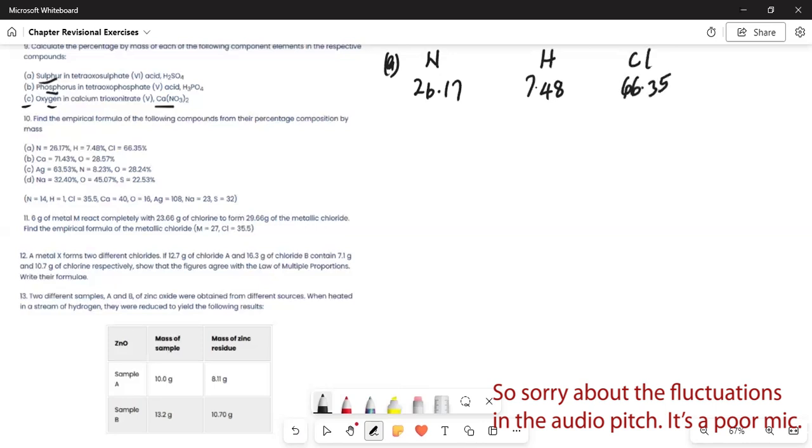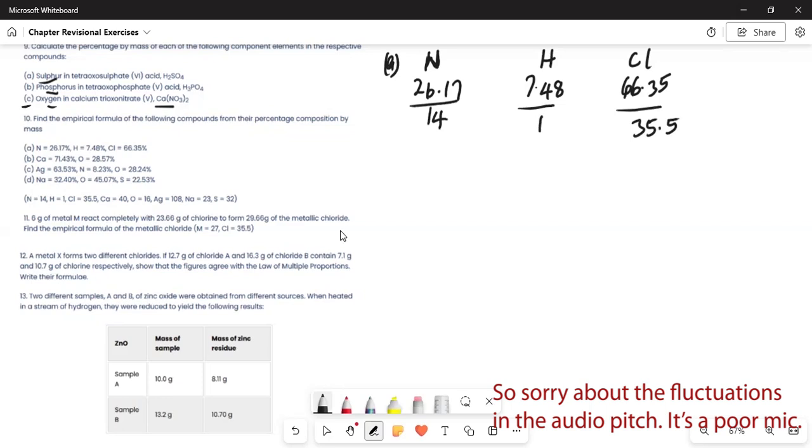66.35. Now, to find the empirical formula, remember that empirical formula is the simplest formula of a compound. It tells us the mole ratio in which the elements are combined. So we need to calculate the mole ratio of each of these component elements. And mole ratio is the reacting mass divided by relative atomic mass, or the percentage composition by mass divided by the relative atomic mass. So in this case, we have percentage composition by mass. So we are going to divide this percentage composition by mass of each of these component elements. That of nitrogen is 14, hydrogen is 1, chlorine is 35.5.